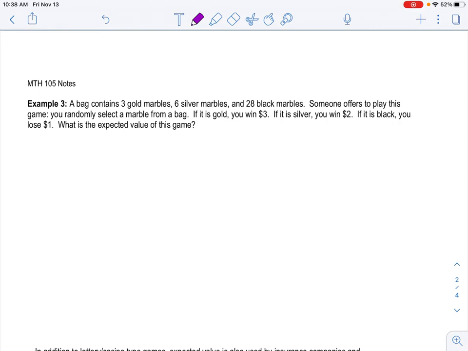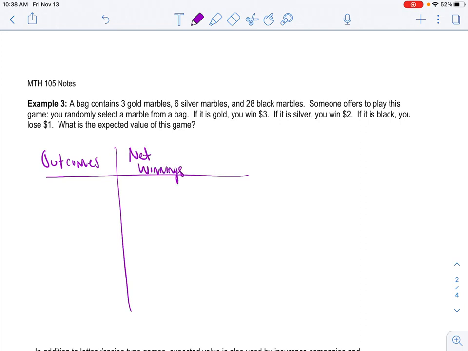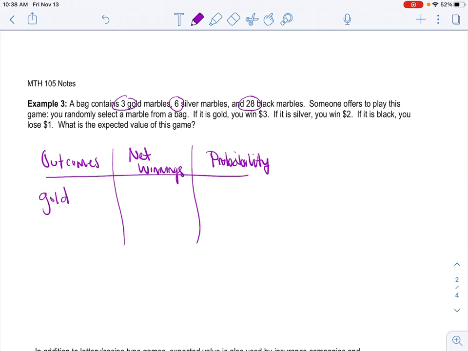So I need to come up with a probability distribution. So just like we just did, here are my outcomes, net winnings, probability. And I probably didn't have to make this so big so I could actually write something. All right, well, total 3 plus 6 plus 28 is 37. So I have options of pulling a gold or a silver or black.